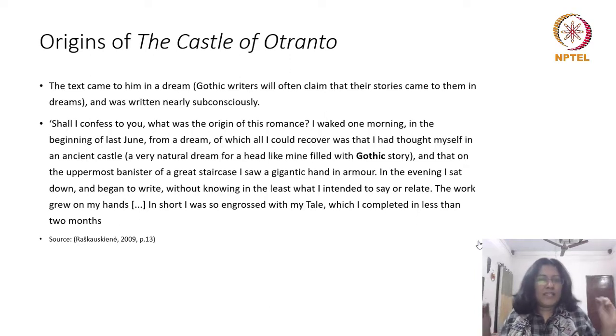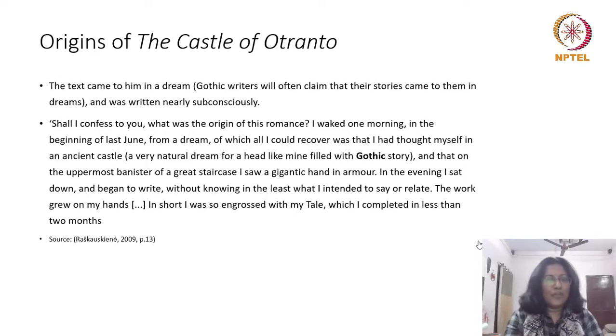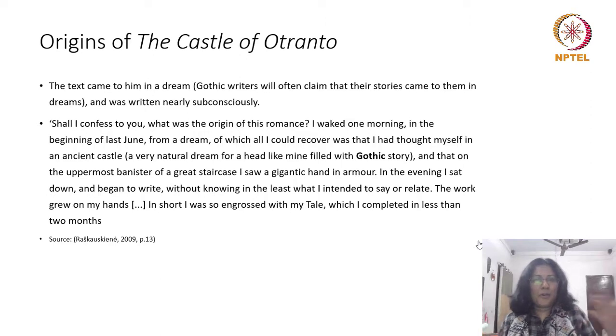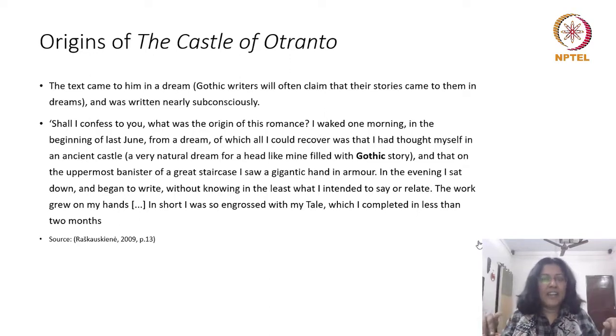So this is a work which has been inspired from the subconscious of Walpole, and that prop, that mailed hand, a gigantic hand in armor, is the starting point of this extraordinary supernatural tale. And a further interesting element in this idea of Walpole is that he says that he didn't know what he was going to say or write in this novel. Everything is inspired from the psyche, from the subconscious. So he's just the medium. It's as if somebody is haunting his mind and asking him to write down these extraordinary events set around the castle of Otranto.